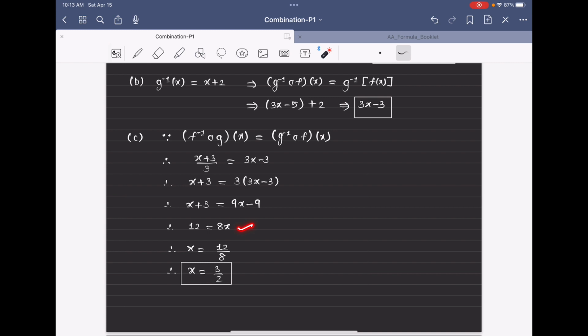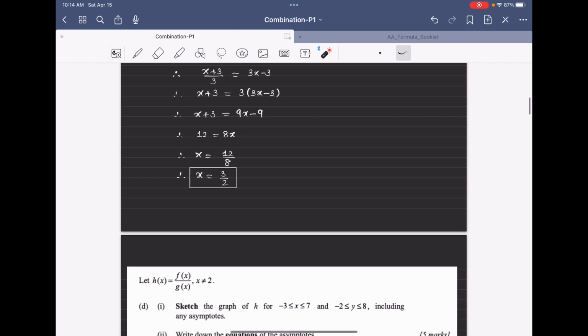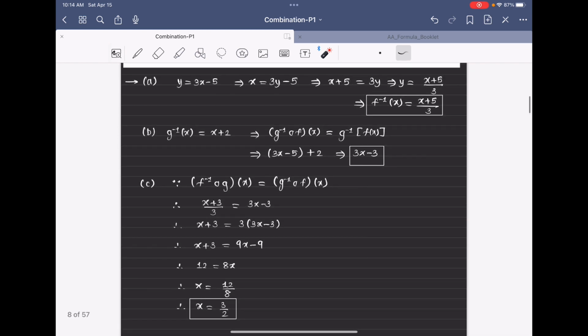Divide both sides by 8. 8x upon 8 becomes what? x. 12 upon 8 becomes 3 upon 2. So this is the answer: x is equal to 3 by 2 for f inverse of g of x is equal to g inverse of f of x.